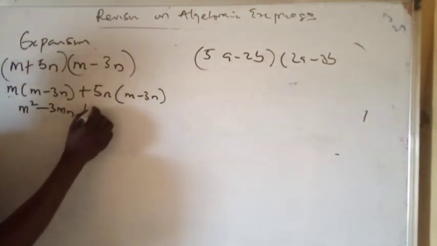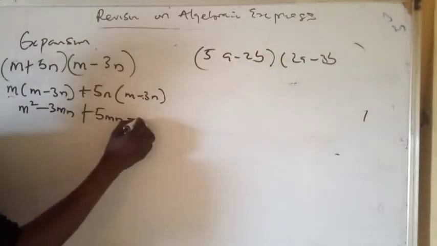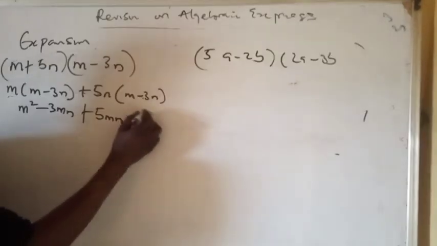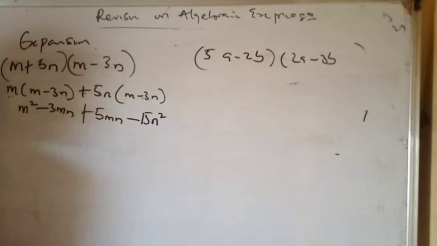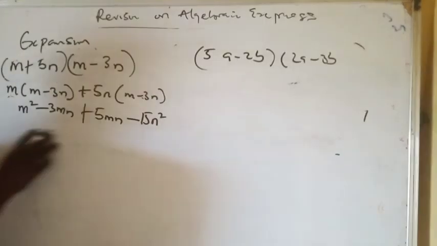Right, let's go. This one, 5 times m, what do you have? 5mn. Plus minus will give me what? Minus. 5 times 3, 15n squared. Are you clear with that now? Yes, sir. Everybody, n times n, n squared. n plus n, 2n. m times m, m squared. So this one now, if you leave it this way, you don't have an issue.